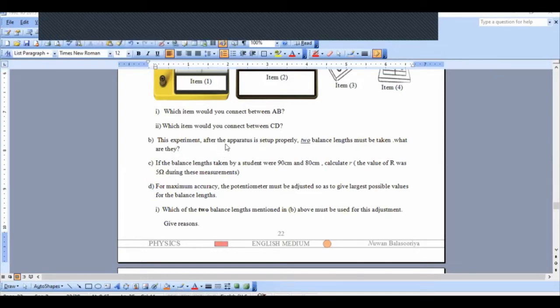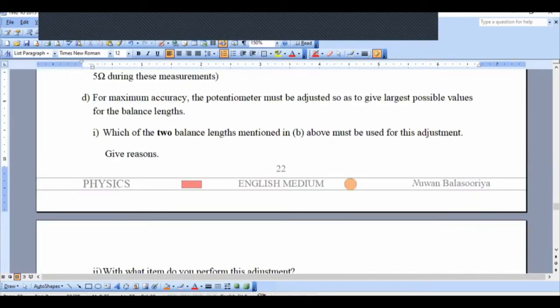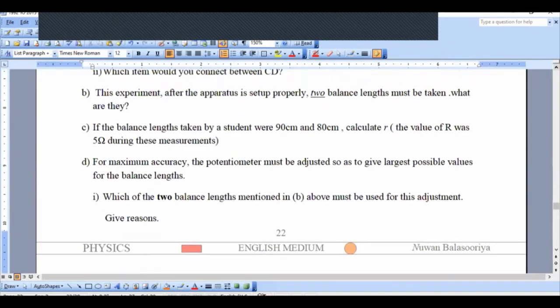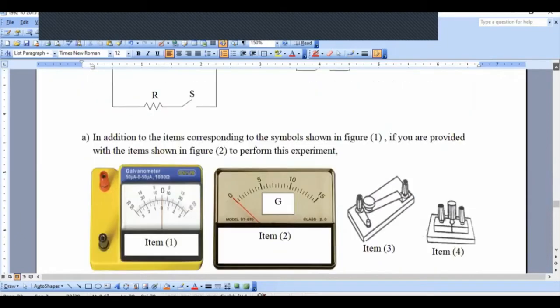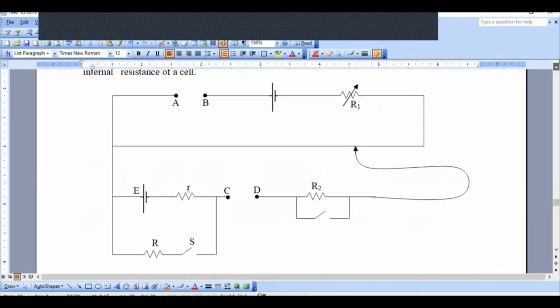Right, they ask us to find simple r. Calculate the resistance simple r, which is the internal resistance of the battery. They have given that capital R was 5 ohms during the experiment. The two balance lengths are 90 centimeter and 80 centimeter. So 90 centimeter is the balance length when the switch S is kept open.